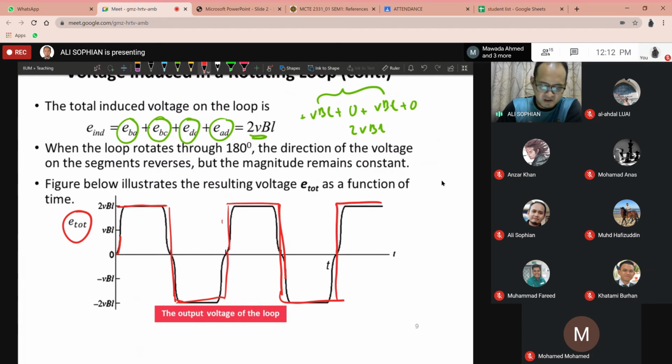So if you simplify, this is just like a pulse waveform. But obviously there is a transition period here where it is gradually changing. It's not a sharp change, but it gradually changes.